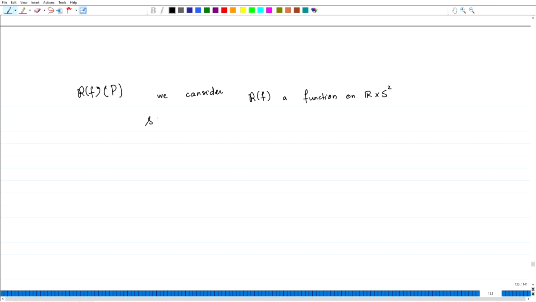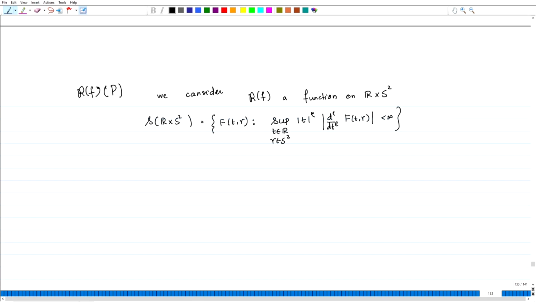So, now this is nice. At this point one can define the Schwarz space of R cross S^2. This is the set of functions of t and gamma such that the supremum over t in R and gamma in S^2 of |t|^k times the derivative d^l/dt^l of f(t, gamma) is finite. So, this is the Schwarz space; we can define this.